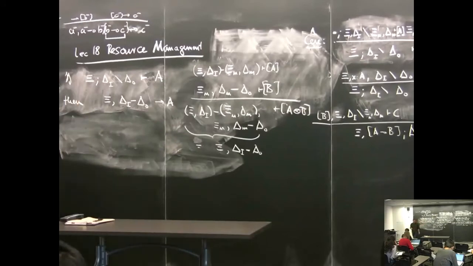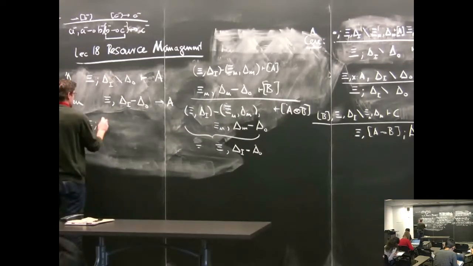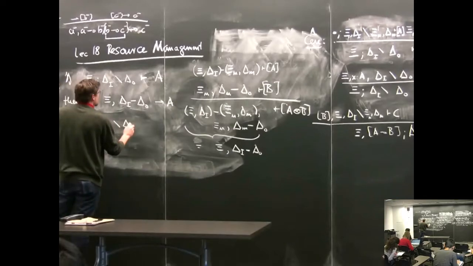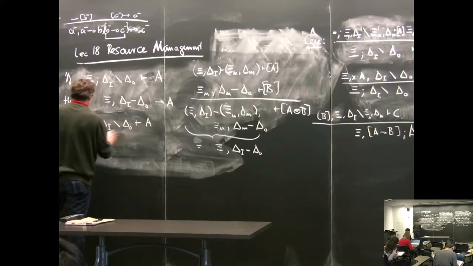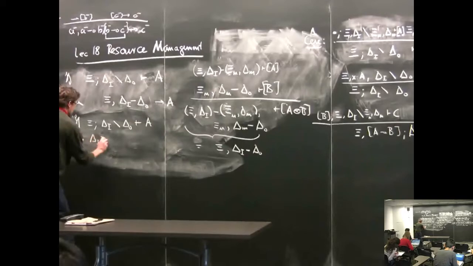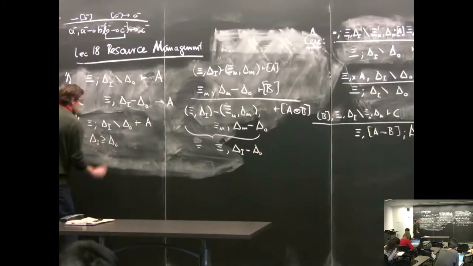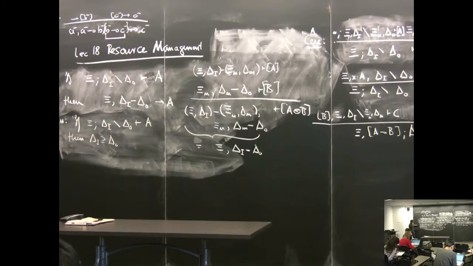Yeah? Does that assume that the output is always a subset of the input? Yes. Or do we need to prove that? Yeah, I was cavalier about that. If psi semicolon delta I slash delta O proves A, then we could certainly prove delta I is a superset of delta O. We could prove something else if you wanted to.